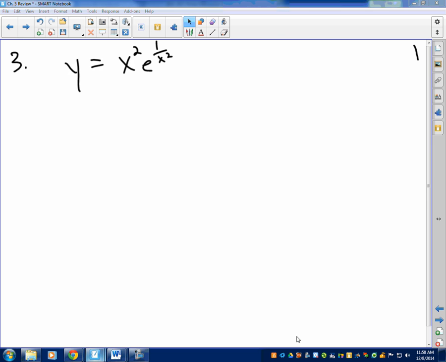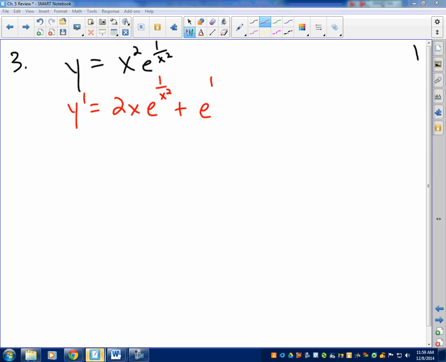So first thing I would do is go ahead and start by taking the first derivative of this thing. So we have y prime equals derivative of the first, 2x e to the 1 over x squared, plus derivative of the second, which is a match it case, e to the 1 over x squared, times the derivative of the power. Can you do the derivative of the power in your head there? Thinking of that as an x to the negative 2, would be negative 2x to the negative 3 power. That's correct. And then don't forget to finish off the product rule with an x squared.